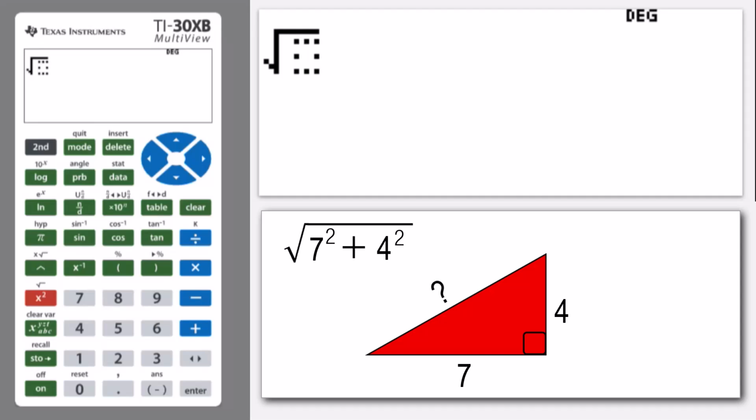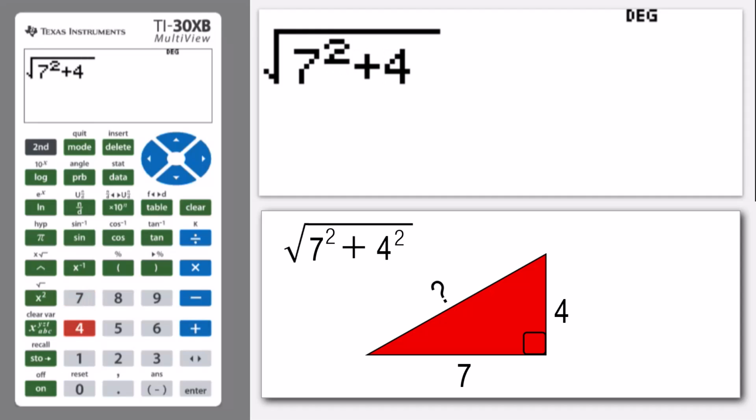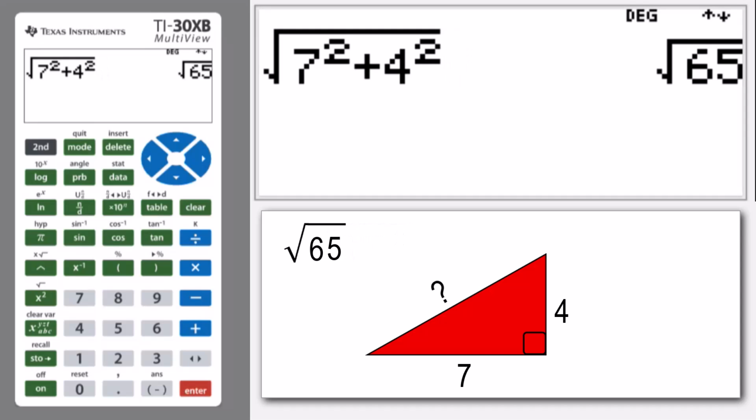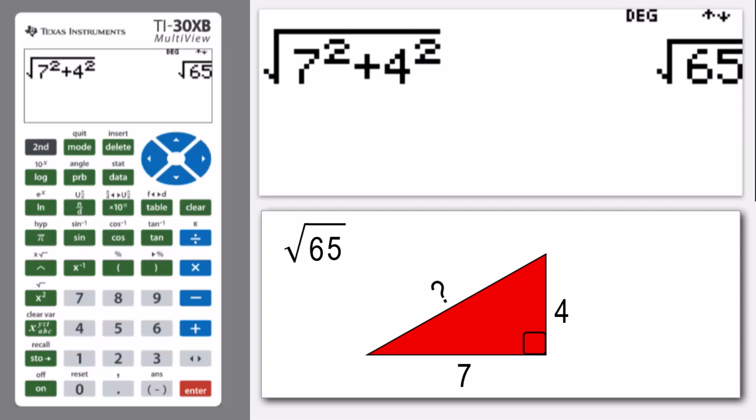So let's put those numbers in. 7 squared, right there, plus 4 squared. And we press enter. And we can see that we get this answer of the square root of 65. So this is an exact answer, or a surd answer.